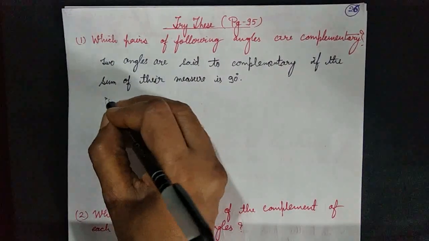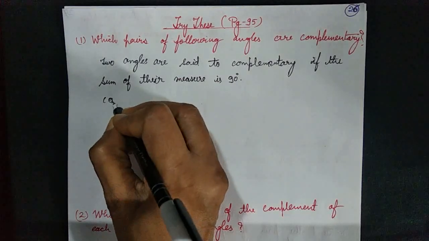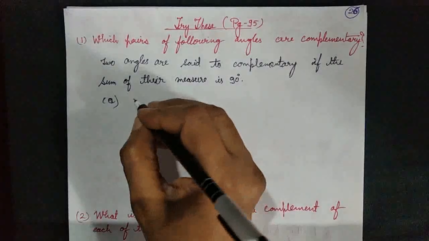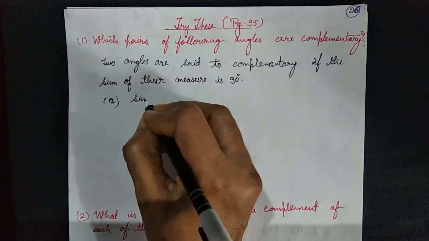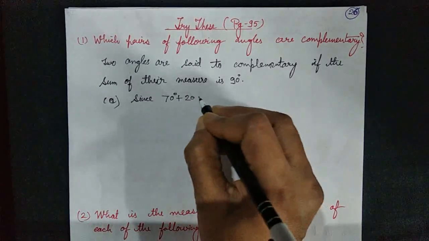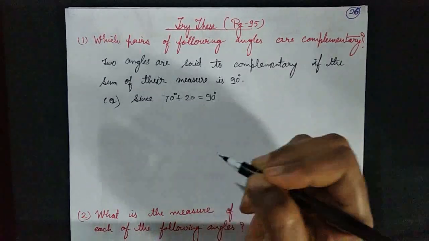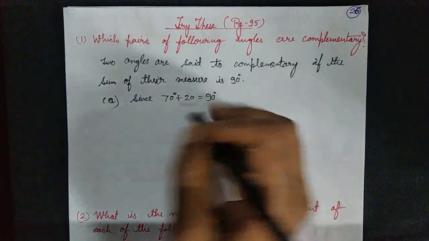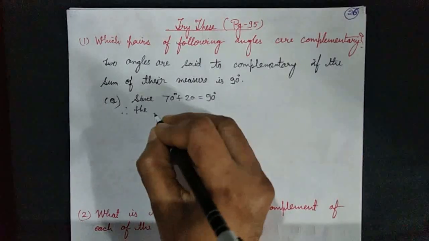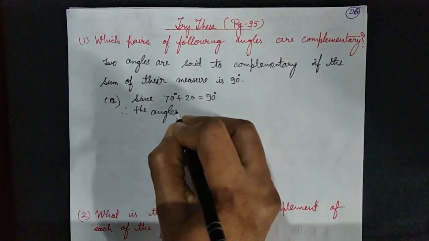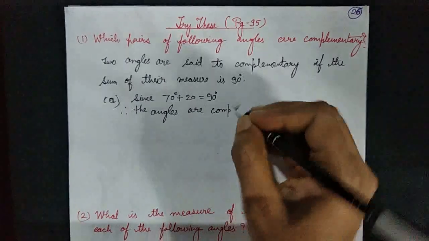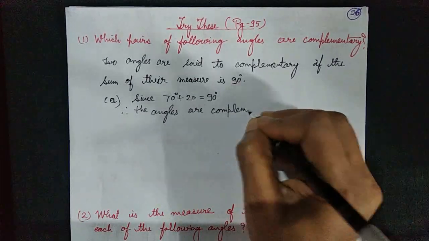In the first part, the measures are 70 degree and 20 degree. Here you will write, since 70 degree plus 20 degree is equal to 90 degree, therefore the angles are complementary.